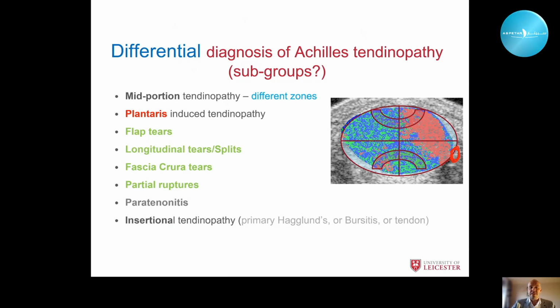The other big bits, just to make sure you don't miss, are paratenon changes, so pure paratenon as opposed to running in conjunction with the mid-portion, and obviously the insertional entities that we might see within the 3 different tissue types, so bone changes, bursal changes, and tendon changes as well.